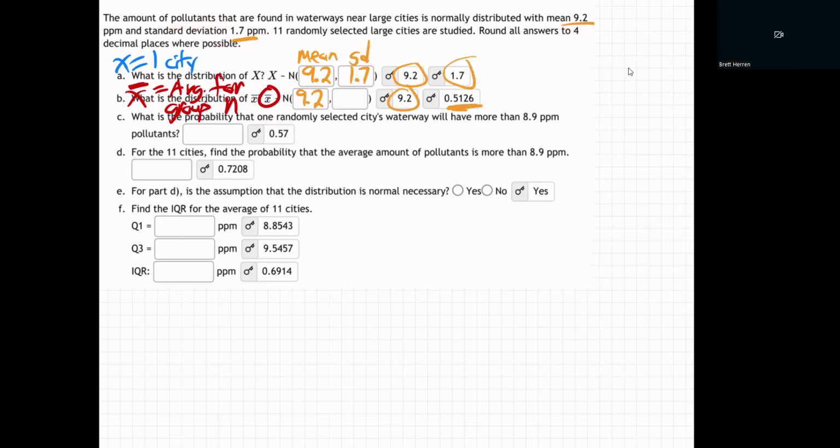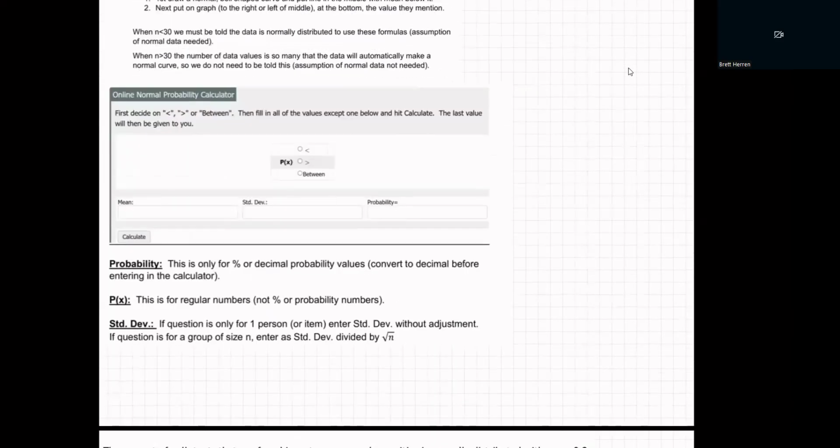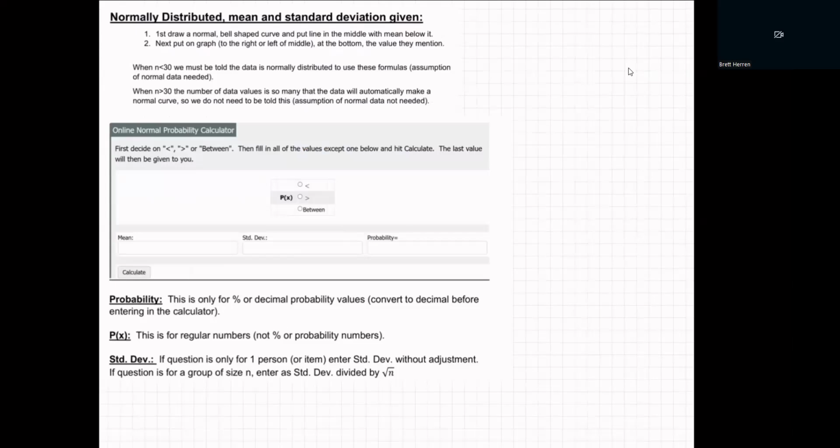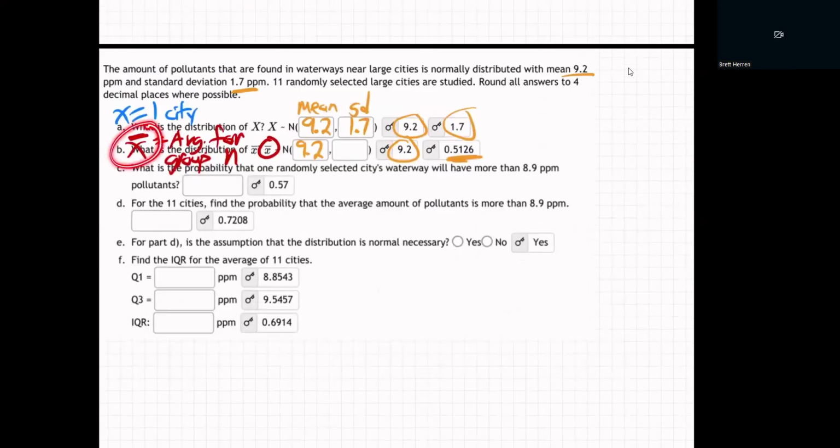But notice they got something different here. What did they do? Here are the notes on this material. Notice what it says right down here: standard deviation. If a question is only for one person or item, enter standard deviation without adjustment. But if the question is for a group of size n, enter standard deviation divided by square root of n. Remember, X bar is the average of a group, so this is a group of size n. So this is going to be 1.7 divided by the square root of n. And what's n? 11.